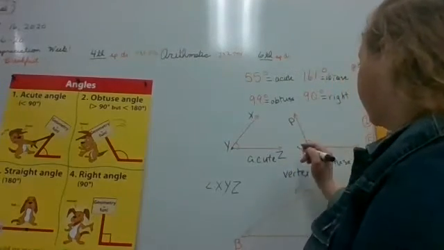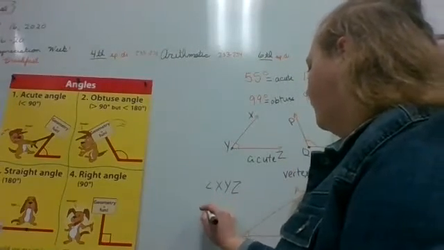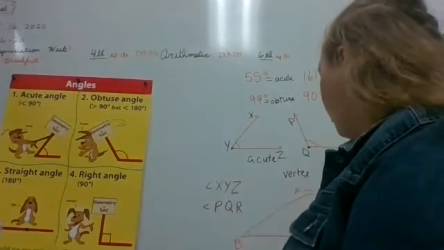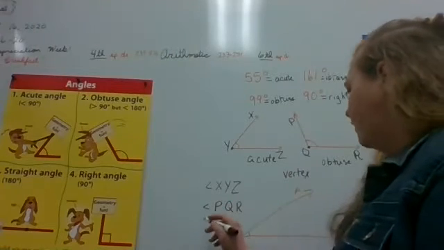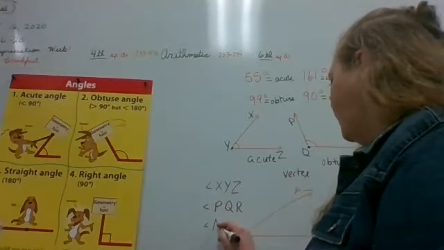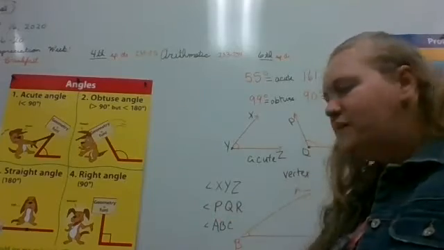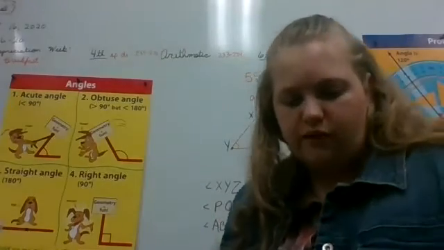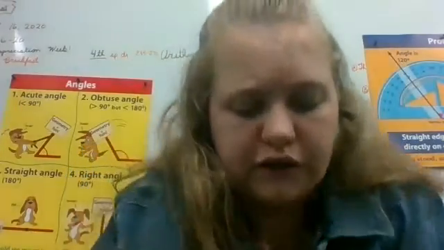If we were to write this angle, it would be angle PQR. And if we were to write the angle that was already up here, it's angle ABC. Okay? So that's how we label an angle. That's how we can tell what parts of the angle there are.